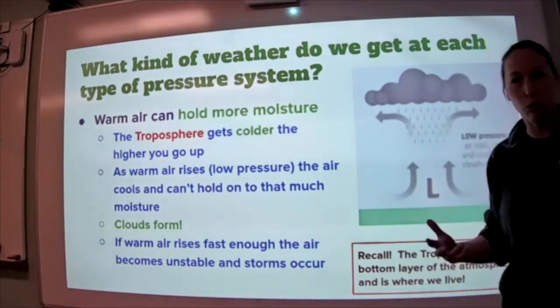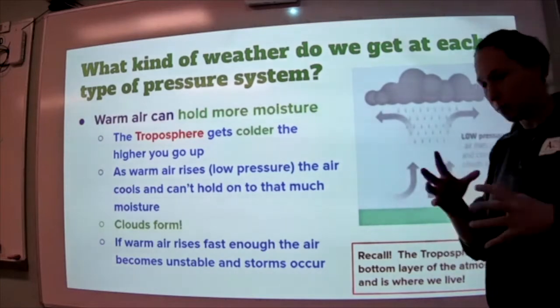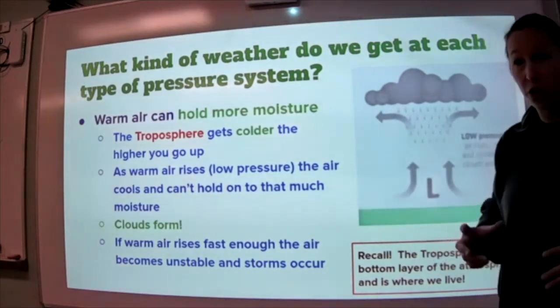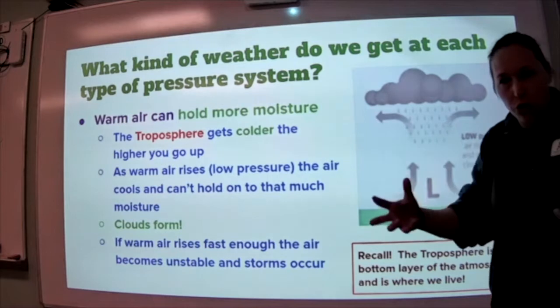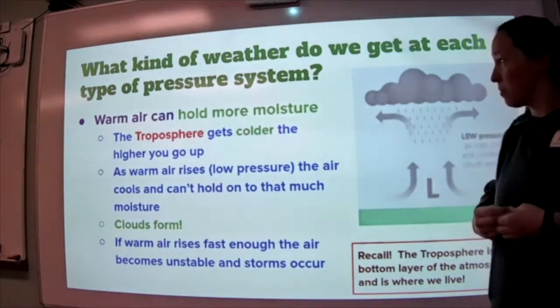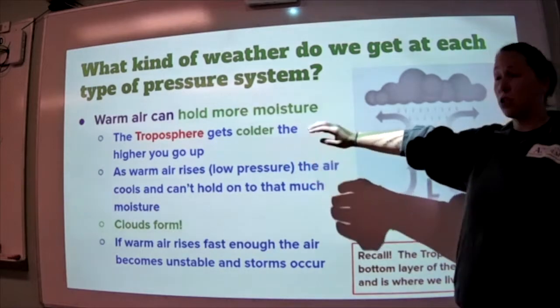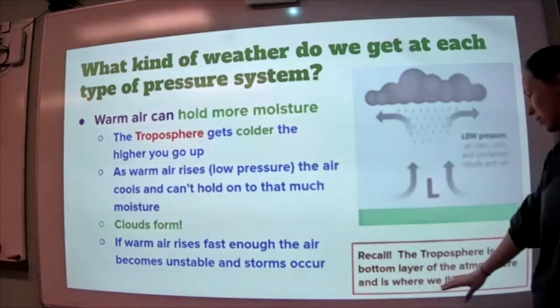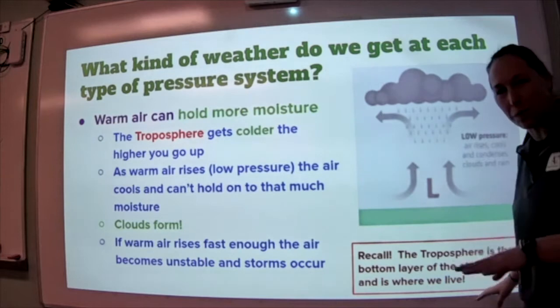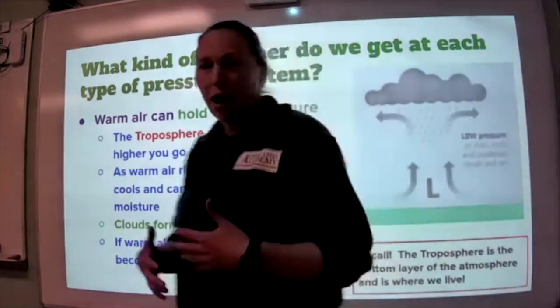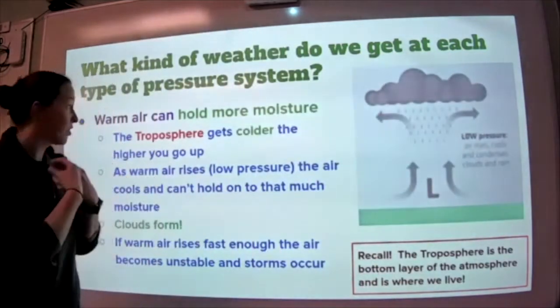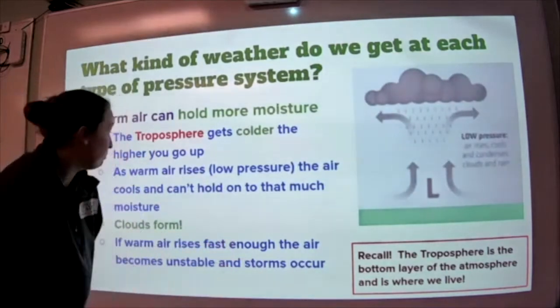Warm air can hold more moisture. So warm air particles are moving faster. It just allows for more moisture to be soaked up into our atmosphere, which is pretty cool. The troposphere gets colder the higher you go up. Now remember, the troposphere is that bottom layer of the atmosphere. It's the layer of the atmosphere that we live in. So here's what happens, right?